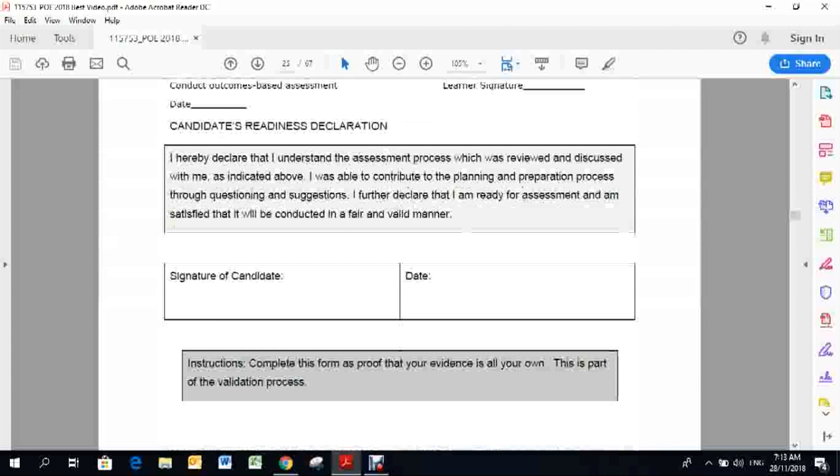Candidate's readiness declaration. This is whereby a learner is going to say, yes, I'm ready to go through the process. I declare that I'm fine with the continuation and go for assessment. This also is affected or influenced by one of the learner rights. So you put your signature there and the date.